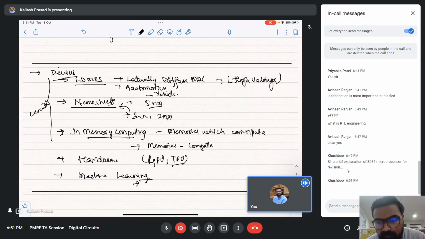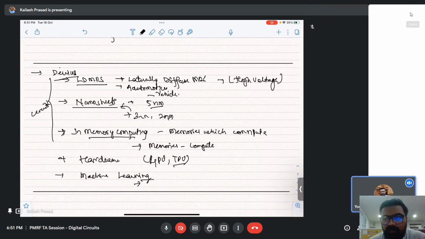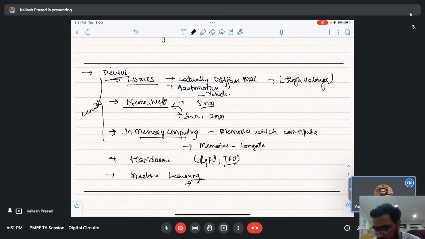Okay, brief explanation of 8085 microprocessor. Okay, so what do you want to know, Khushbu, exactly? 8085? So just a brief explanation for revision, although I've studied everything, just a brief explanation that will help during the examination. Okay, so it will take quite an amount of time if I explain 8085 over here. Let me just see if I have some slides which can give a brief overview.